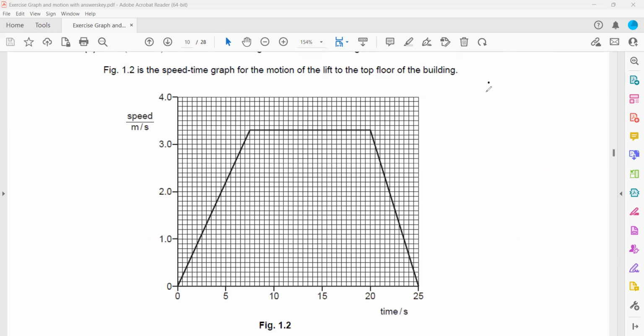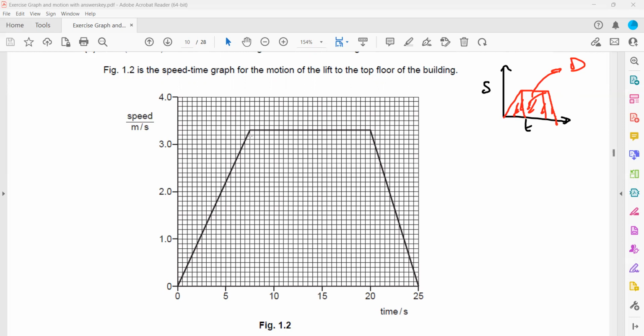Whenever you have a speed and time graph and you want to calculate a distance, the formula is the area under the graph. Whatever area is under this whole graph is called the distance travelled. So how can we calculate the distance travelled? You can divide this into different shapes.